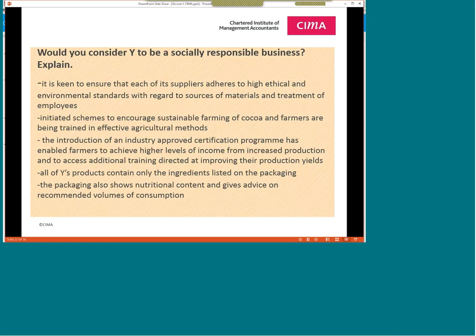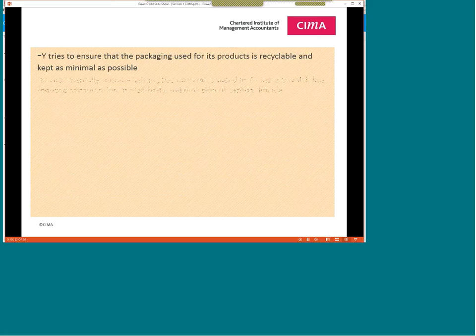Why tries to ensure the packaging used for its product is recyclable and kept as minimal as possible? Environment. Environment, and one more here. Economical. Economical, very good. Environmentally friendly lighting has been introduced, which has reduced consumption of electricity and emission of carbon dioxide. Environment and economic impact as well.